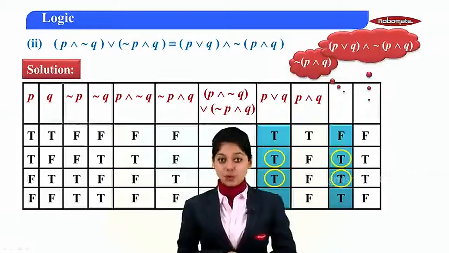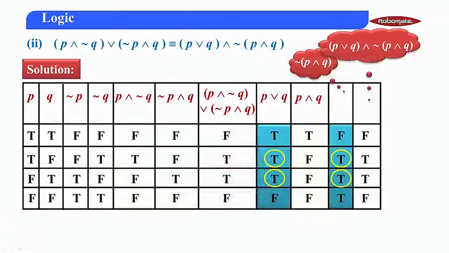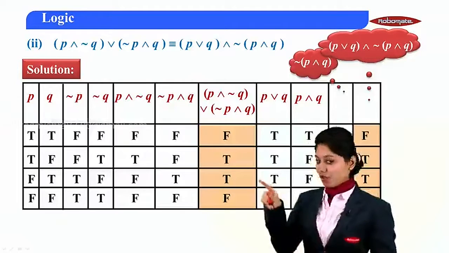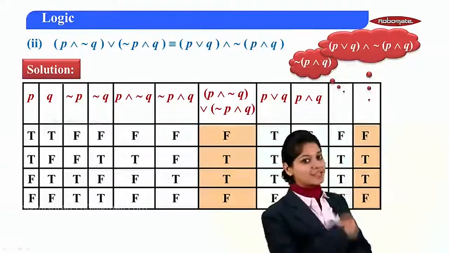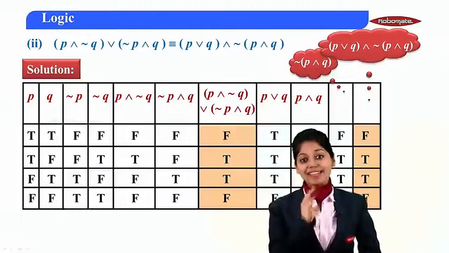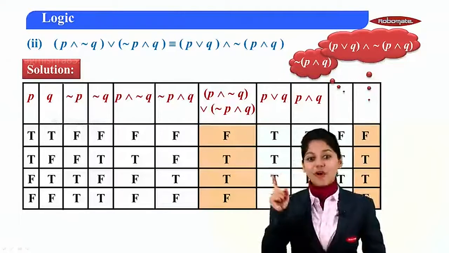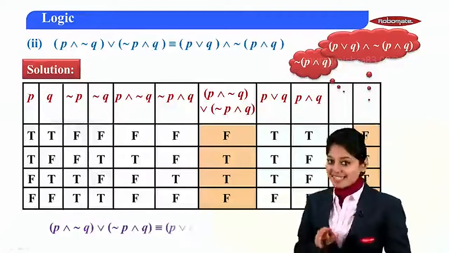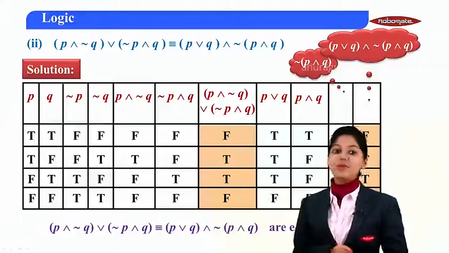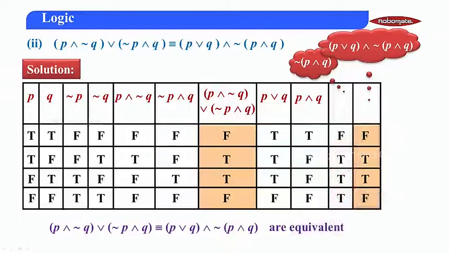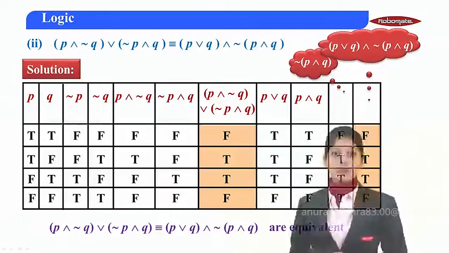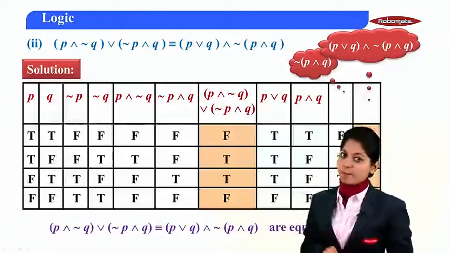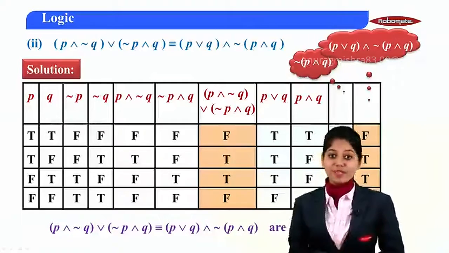Yes, class? So here I have the first statement pattern, and the last column is your second statement pattern. What you can observe, both these columns, that is your first statement pattern and your second statement pattern, have the same identical truth values. That is false, true, true, false. Yes, class? And that simply says yes, both the statement patterns are equivalent. Yes, class? This is how we solve such type of sums, where you have huge statement patterns, but with the help of truth table we can prove them equivalent.